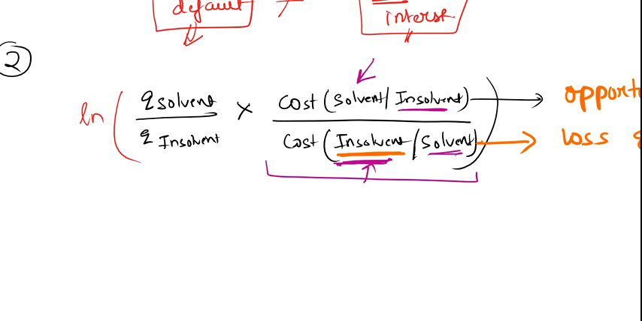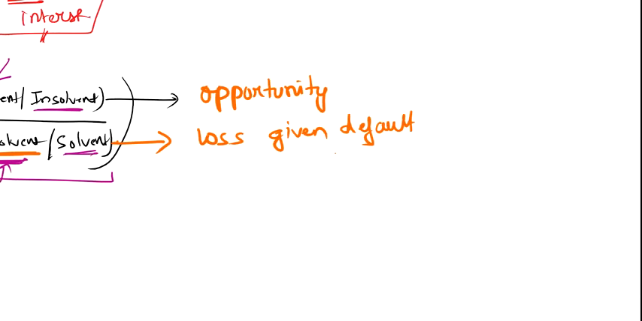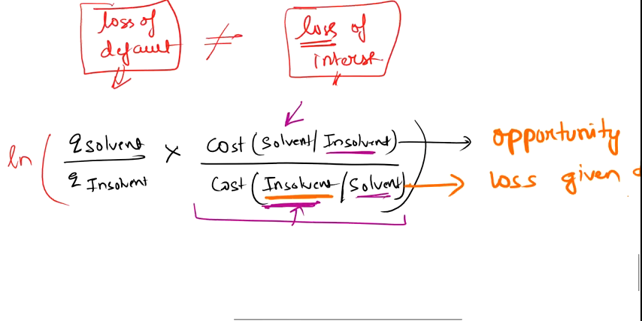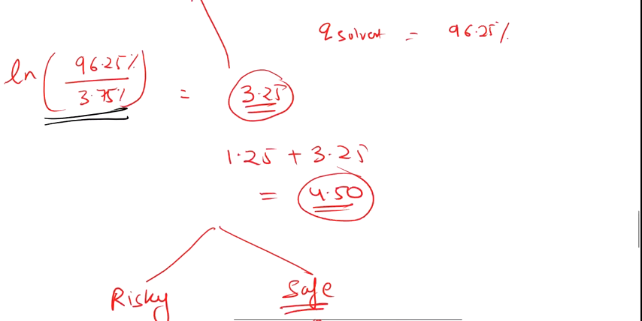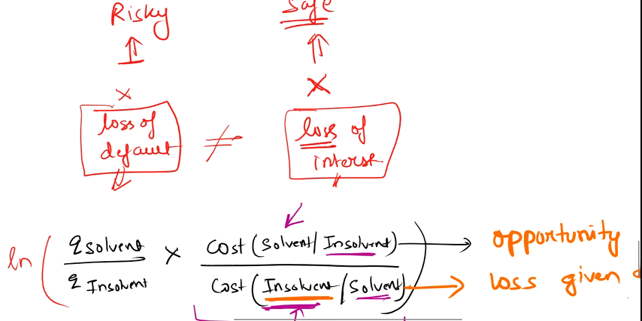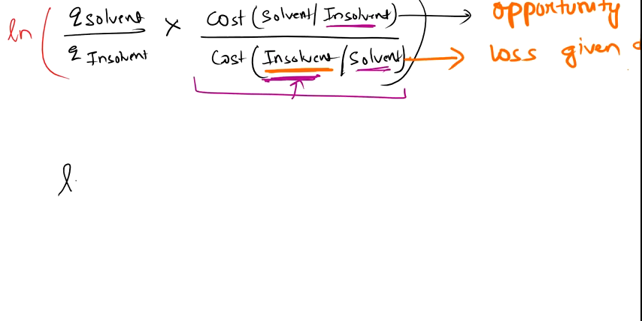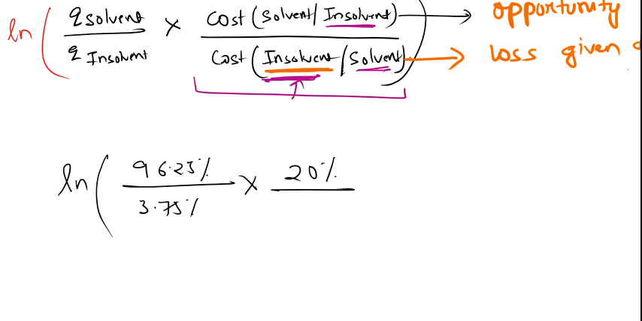Now keeping the previous example as it is, our opportunity cost is given as 20% and our loss given default is given as 50%. Clear? So what was my previous part? It is 96.25 by 3.75. So it will be ln of 96.25% by 3.75% into 20% divided by 50%, and after calculation we got the point as 2.33.